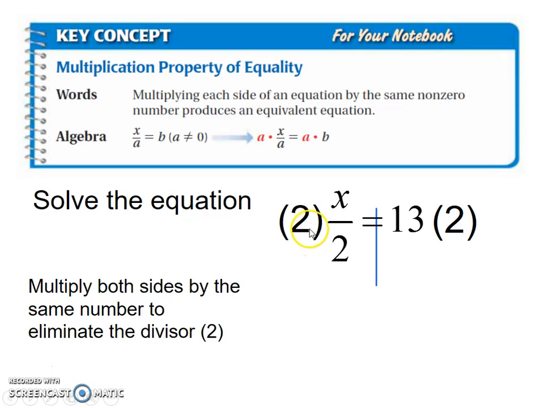And I can show multiplication not by using an x, because that's going to look like a variable, but instead either use parentheses or use like the dot symbol. All right, so multiplying both sides by 2, it's going to cancel out here on the left, leaving me with x is equal to 26.